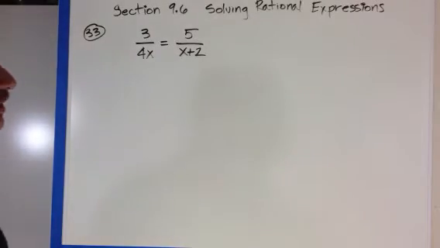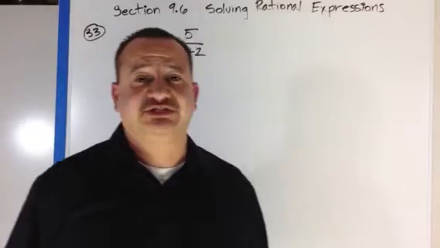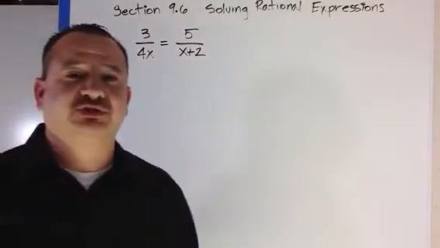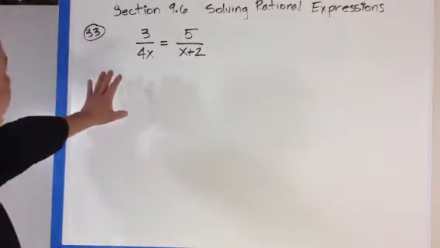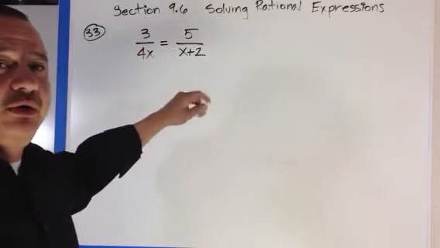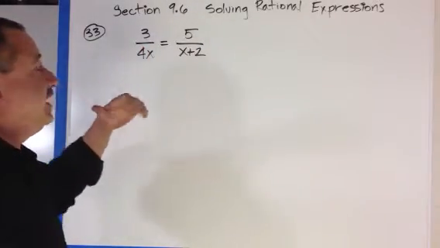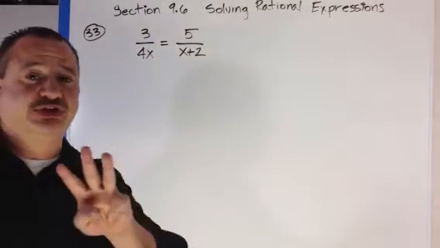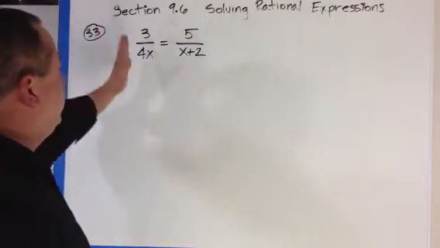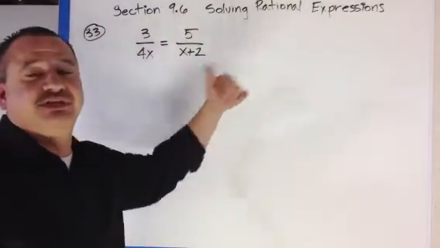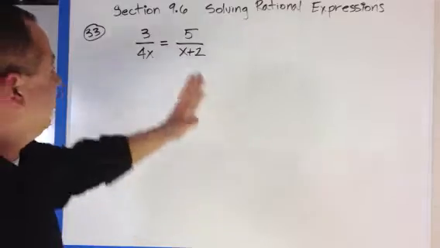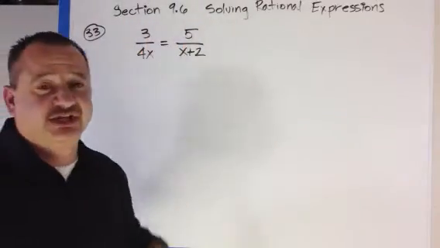How are you doing? We're still doing section 9.6, solving rational expressions. There's a big difference though between what we're doing now and what we were doing in the previous problem. On the previous problem we had three terms. We had 1, 2, 3 terms, and on this one we only have 2. We have a fraction equal to a fraction.